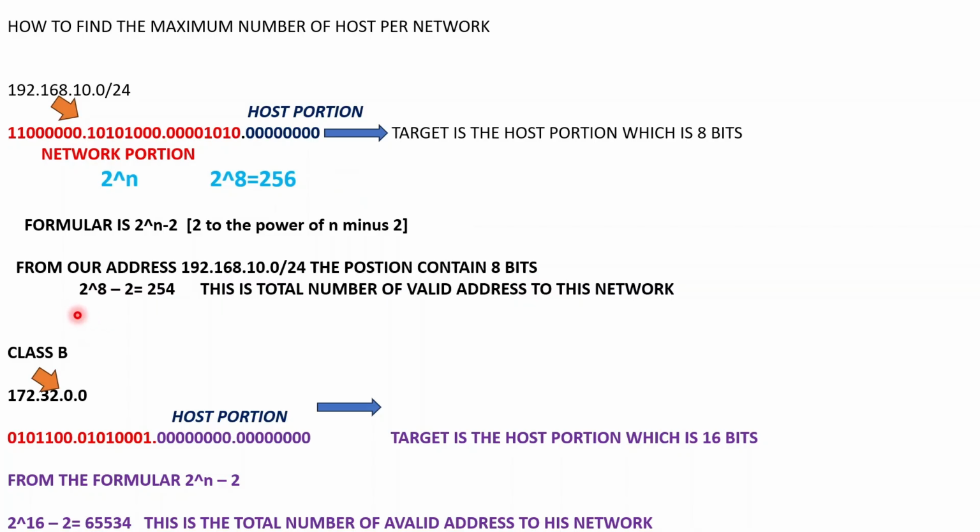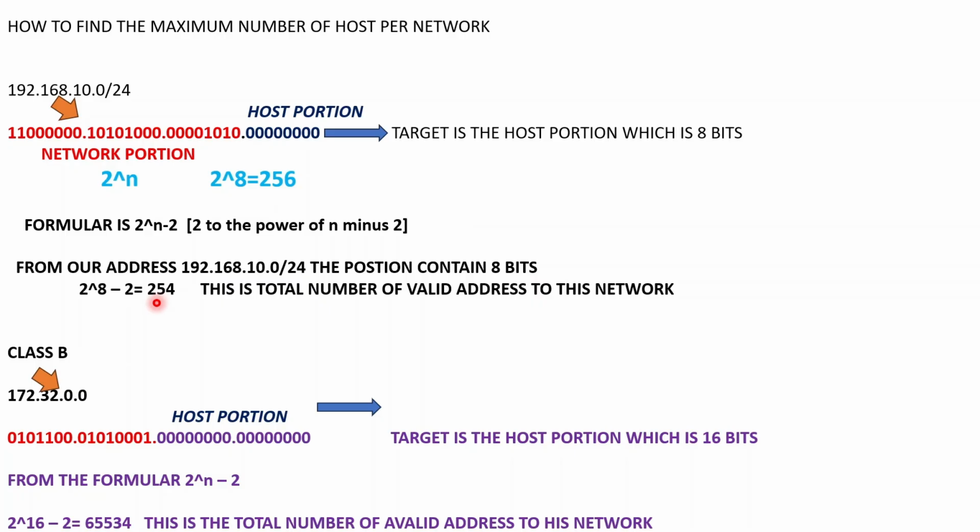So as you see here, very simple, 2 to the power of n minus 2. So 2 to the power of 8 is 256. Then once we minus 2, we get 254. So 254 is the total number of valid addresses that will be assigned to our network. I'm repeating once again, the 254 is the total number of the valid addresses that are assigned to our network devices.